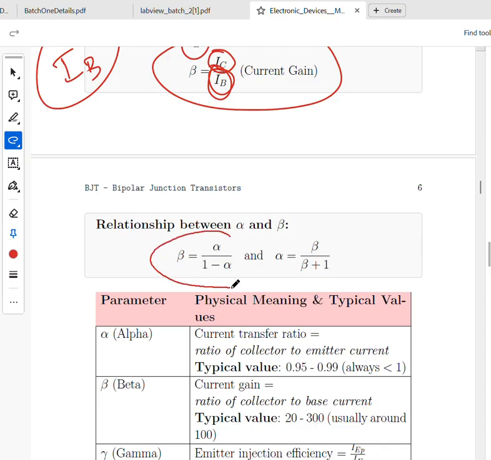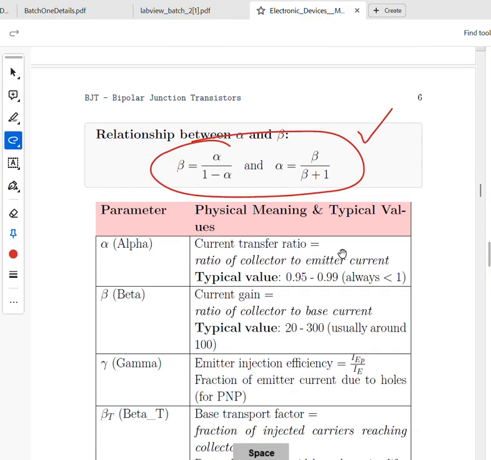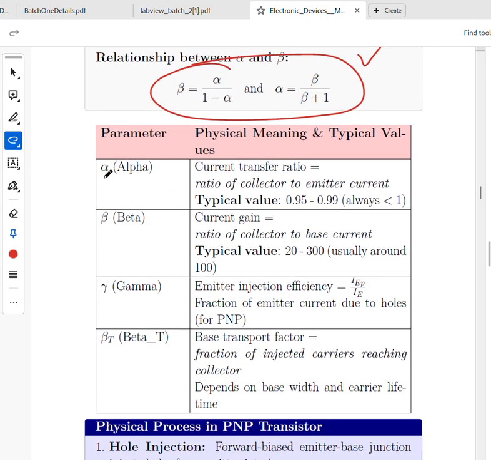Now, these are other relations you can keep in mind. Just go through them, there's no particular significance. I've already told you how alpha is the current transfer ratio, and it is usually 1. That is, the current entering the emitter is the same current leaving the collector. Beta is what is important, and typically the value is around 100 or 300.